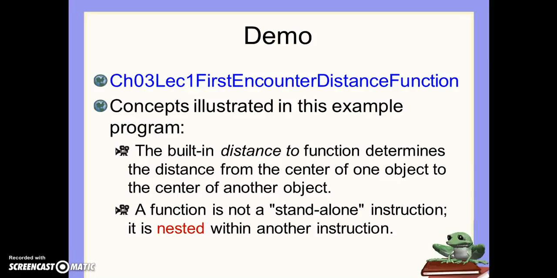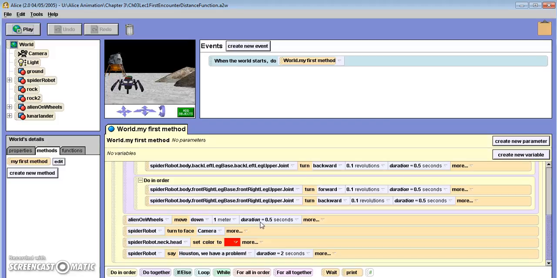But the built-in distance function is the one that we're going to use, and the function is not a standalone instruction. It has to be nested within another instruction. So let's go back to the example and see exactly what that looks like. Okay, so here is the code.